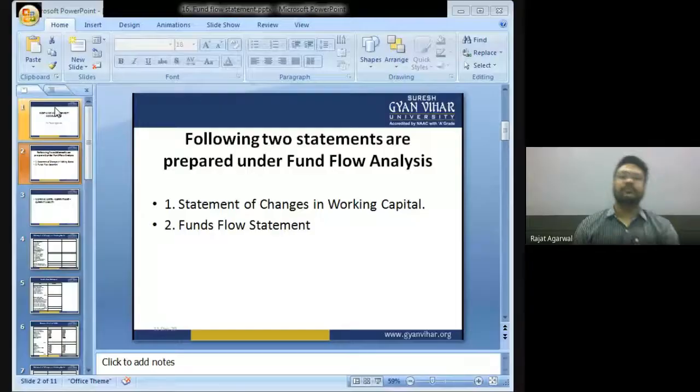In fund flow analysis, we will prepare two statements. Number one, the statement of changes in working capital. Number two, the fund flow statement. We will prepare these two statements.